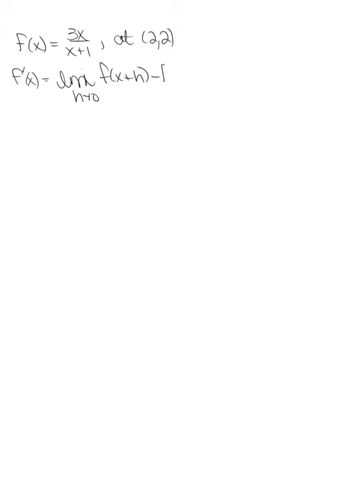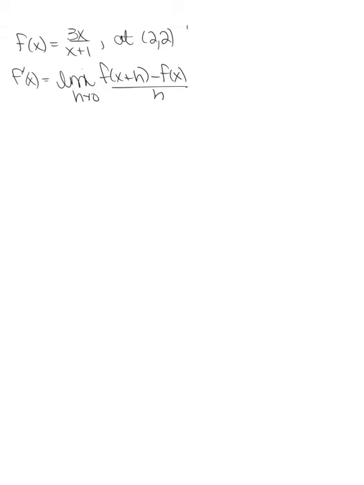Okay, let's do another example where we find the equation of the tangent line here. So let's start with f of x is equal to 3x over x plus 1, and let's find the equation of the tangent line at the ordered pair 2, 2. Remember, again, we're using the limit definition, which says that f prime of x will be equal to the limit as h approaches 0 of f of x plus h minus f of x, all divided by h.